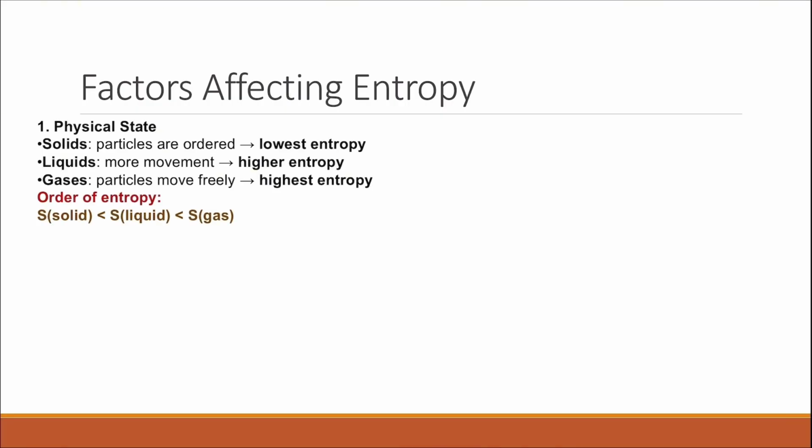The first one is the physical state. The physical states we know are solid, liquid, and gas. Solids are highly ordered, so they have the lowest entropy. Liquids have a bit more movement, so they have higher entropy than the solids. And then gases, where particles can move freely, are highly disordered, so they have the highest entropy. So the order of entropy: gas is the highest, then liquid, then solid.